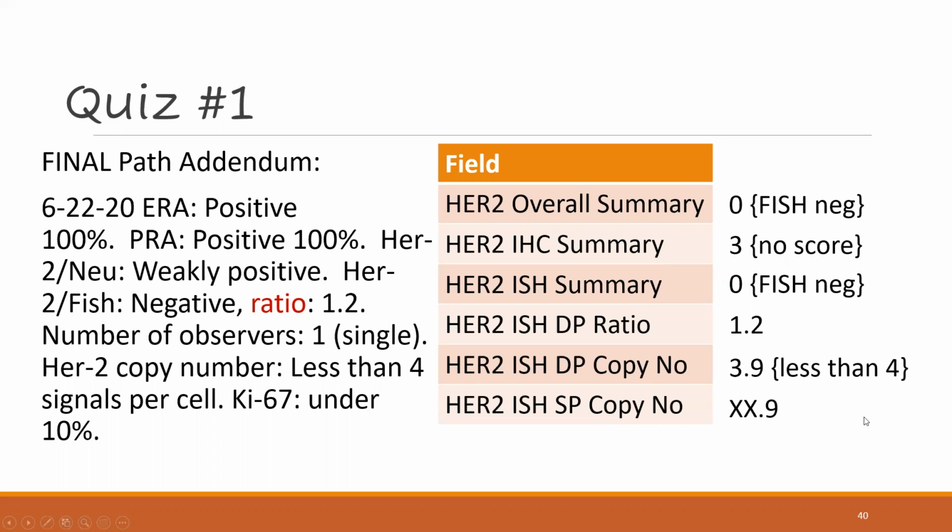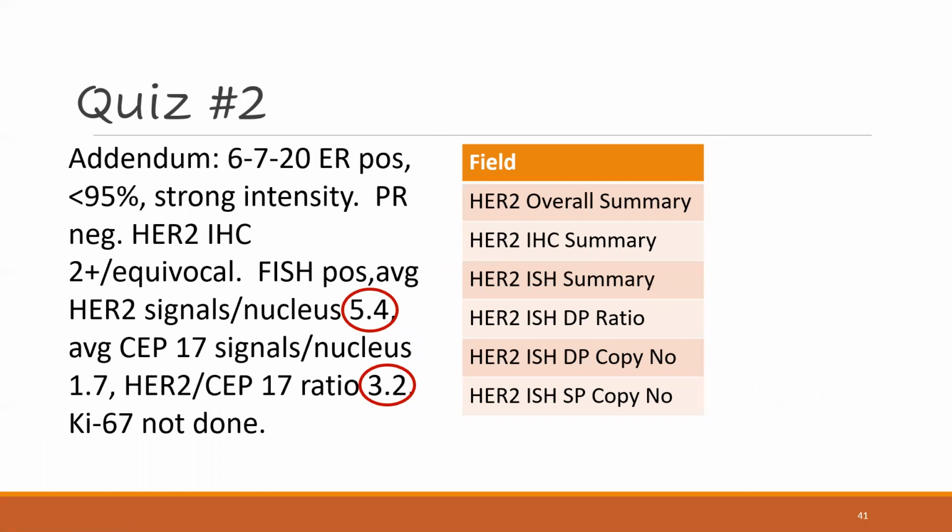So again, look at the ways these things are texted. Typically, I like to put HER2 by IHC for my text, just so that it makes it clear for me when I'm going back to look how to code that information. All right, let's go on to quiz 2.